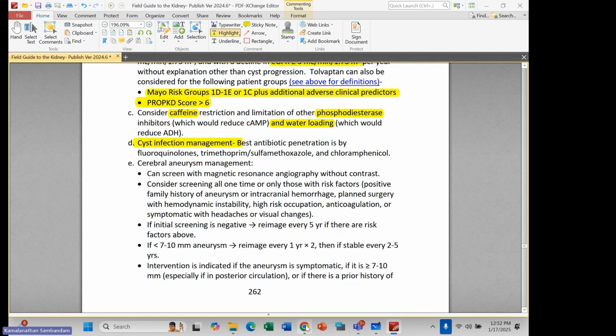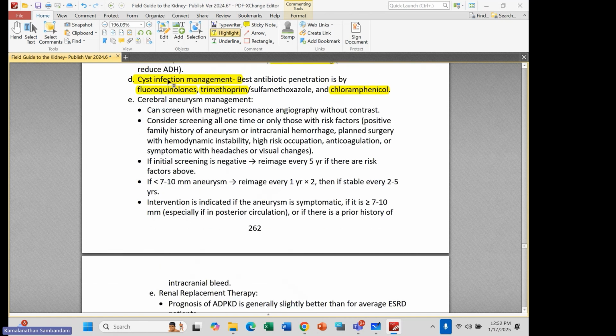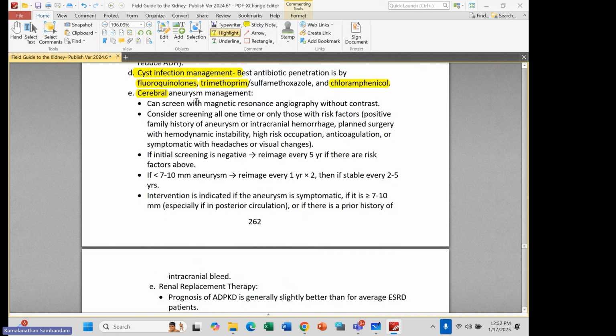Okay. Cyst infection is something that you're tested on, that shows up on tests. You've got to know which drugs actually have good cyst penetration, and that would be your fluoroquinolones and your Bactrim. We don't use much chloramphenicol, but that does also have good cyst penetration. How do we manage the cerebral aneurysm dimension of ADPKD? We do screening tests, either with MRA or even CT angiogram. You don't need contrast with the MRA, so that is often the study of choice that we're selecting.